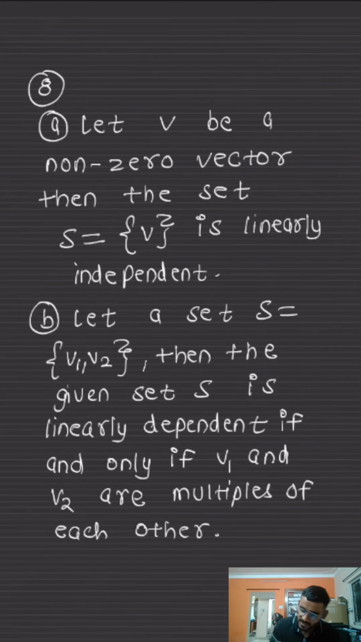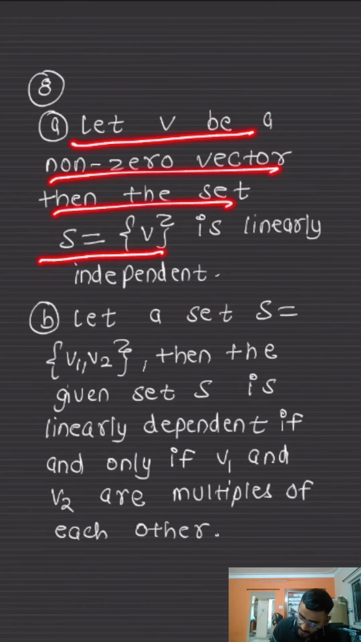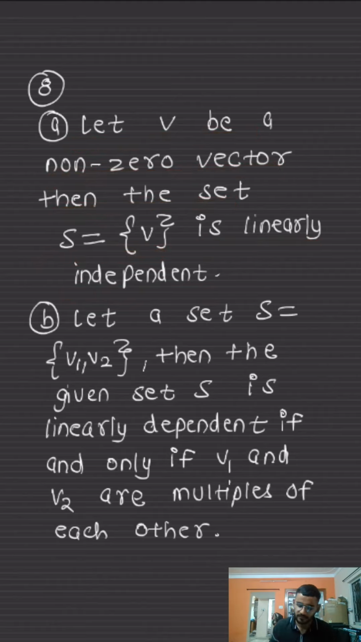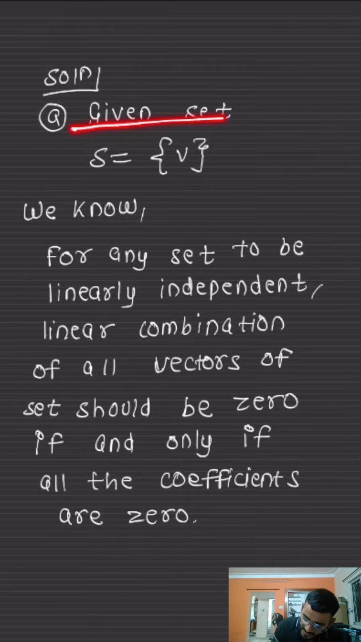Now, starting with the first statement: let V be a non-zero vector, then the set S consisting of V is linearly independent. Given a set consisting of V, we know that for any set S to be linearly independent, the linear combination of all the vectors of set S must vanish if and only if all the coefficients are equal to 0. Otherwise the set is said to be linearly dependent.